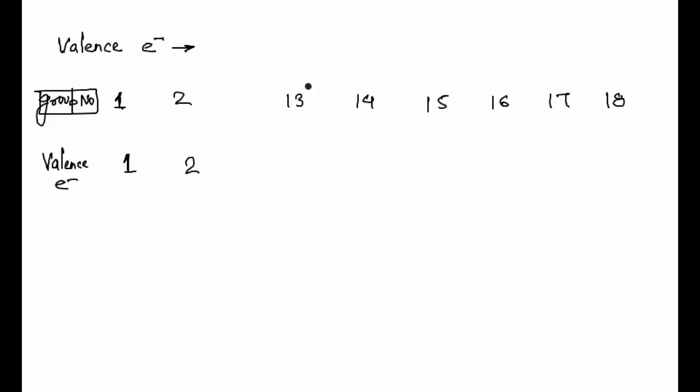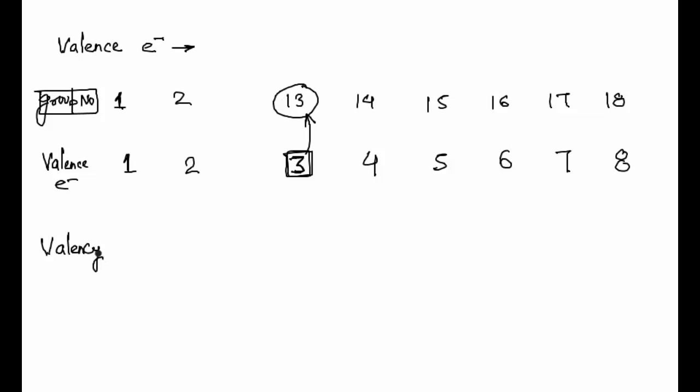You can see here, if your group number is 13, that means valence electron is 3, which is greater than 2. So group number will be 3 plus 10, that is 13. Here valence electron is 4, here it is 5, here 6, here 7, and here 8. Now the next term is valency, that is the combining capacity.